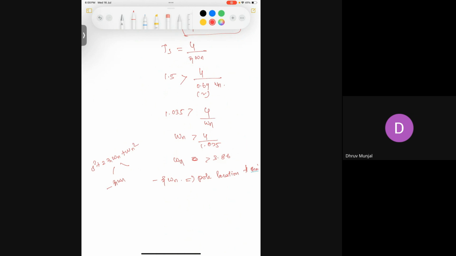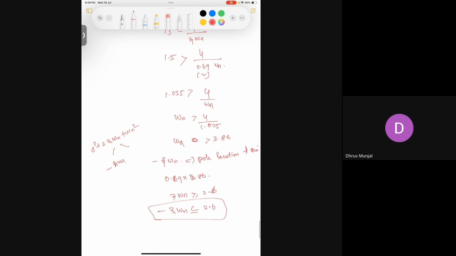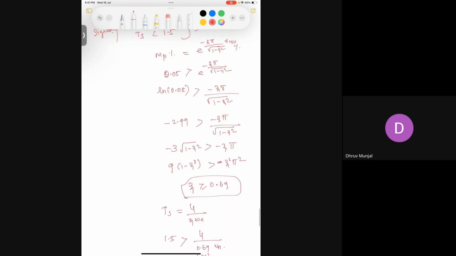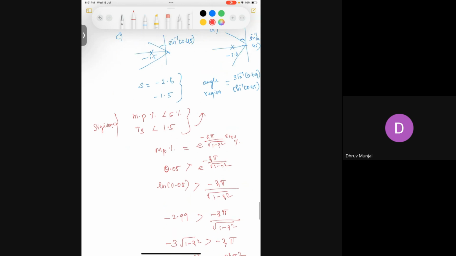So multiplying this zeta and omega n, 0.69 into 3.86 something, you will get zeta omega n should be greater than some 2.6 value considering this inequality. So minus zeta omega n will be less than or equal to minus 2.6. So this is the one piece of information we found, that 2.6 is the pole location. Out of these two options, the pole location should be lesser than minus 2.6.